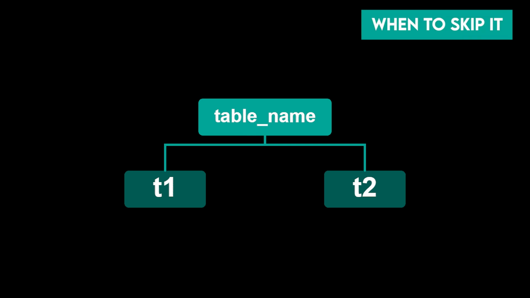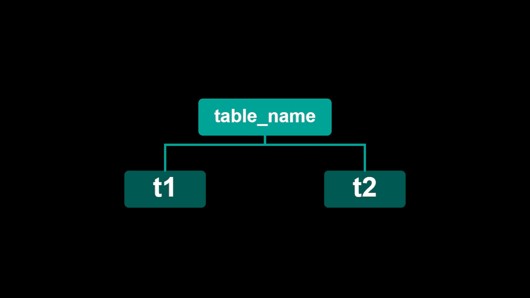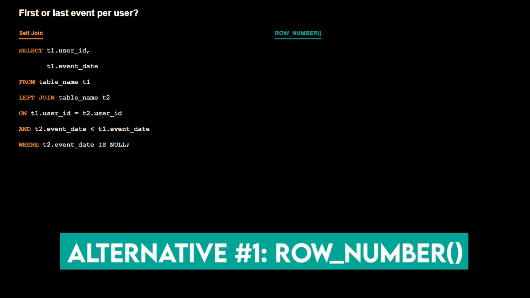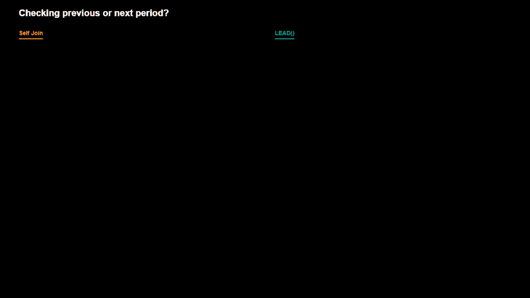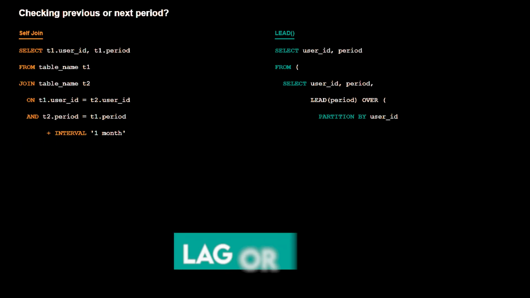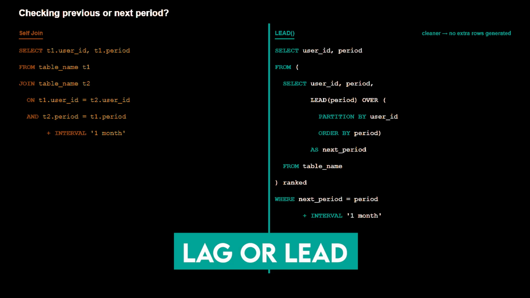A self-join earns its place when you're comparing one specific row to another specific row in the same table. But plenty of self-join shaped problems have a cleaner answer. First or last event per user, row number partitioned by user, no join at all. Checking the previous or next period, lag or lead does it without generating a single extra row. Here's the tell for those.